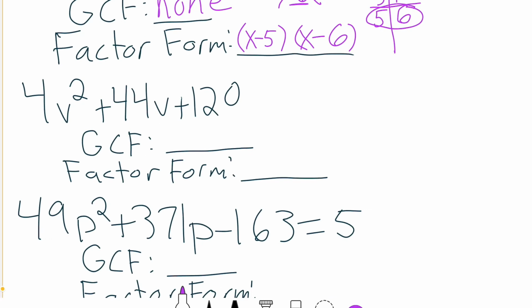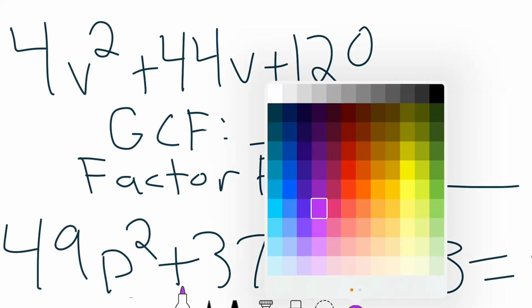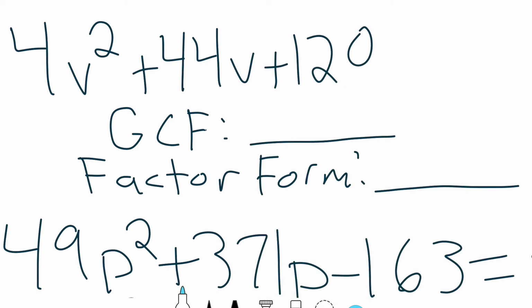Now, in lesson 2 as well, we have an example like this. 4v squared plus 44v plus 120. Do we have a greatest common factor? So the easiest way to check to see if we have a greatest common factor, smallest number we were given, or smallest coefficient, was 4. Can 4 go into 44 evenly? Can 4 go into 120 evenly?